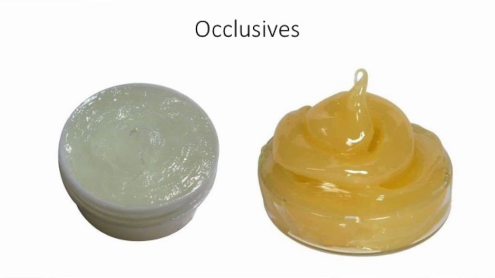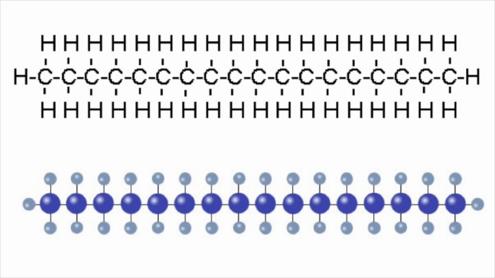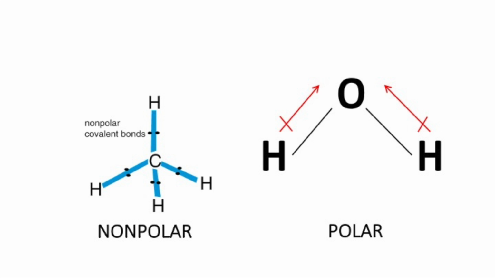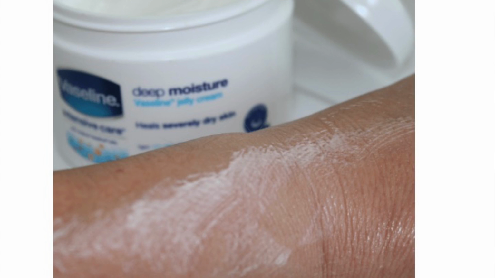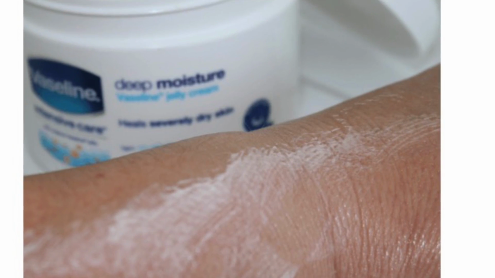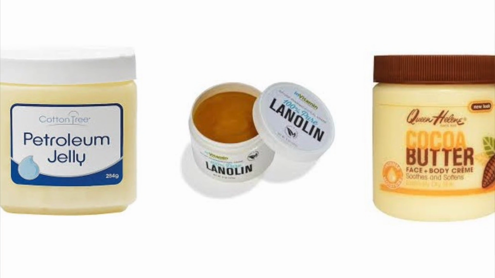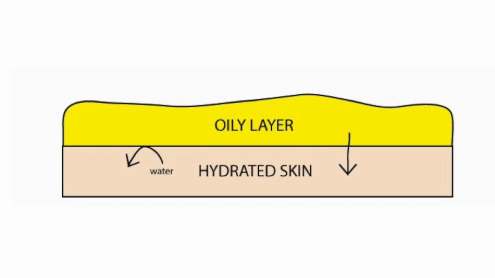Occlusives are the first type of moisturizers we are going to discuss. Occlusives completely lock in moisture by creating a hydrophobic layer over the epidermis. Chemically, occlusives are made up of large nonpolar hydrocarbon chains. This way, it prevents polar water molecules from penetrating the surface. The polar water molecules are repelled by the nonpolar layer. These compounds are mainly lipid or oil-based and form a very greasy and oily layer over the skin. Some popular occlusives are petroleum, lanolin, and cocoa butter.